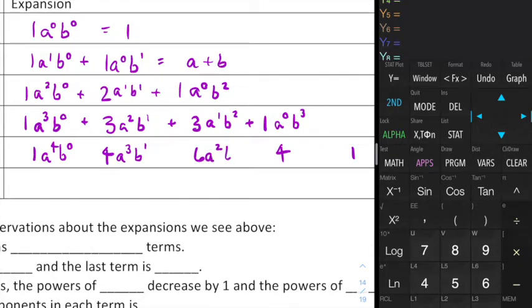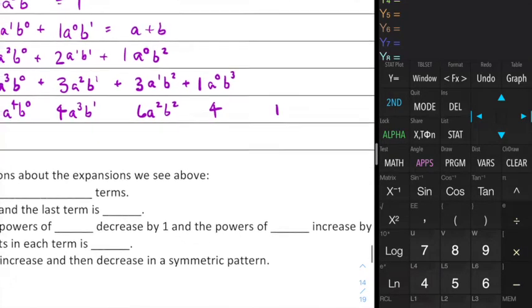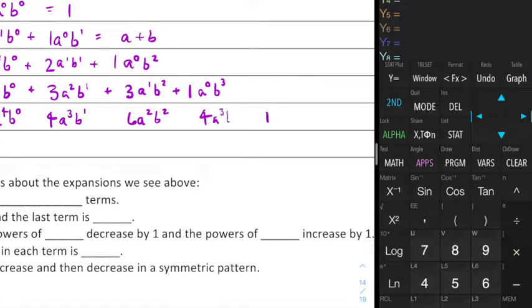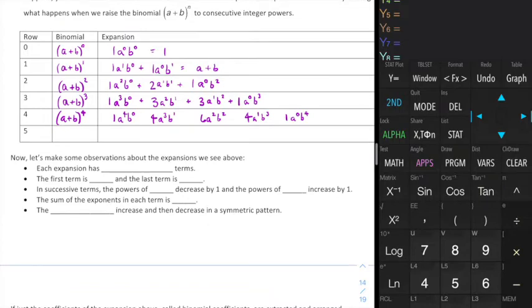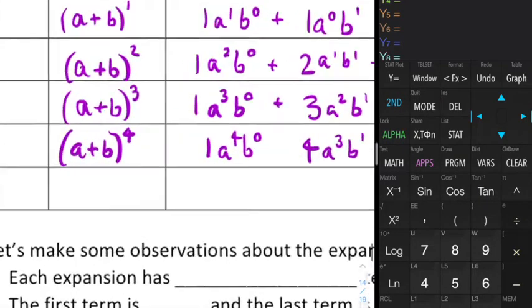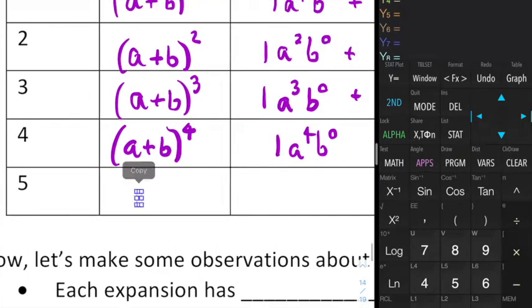A squared, b squared, a cubed, or I'm sorry, no, a to the 1st, b cubed, and then a to the 0th, b to the 4th. All right, now, with row 5 here, we'll do a plus b to the 5th.